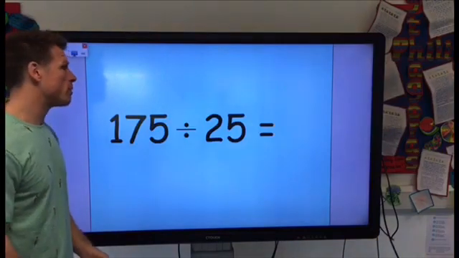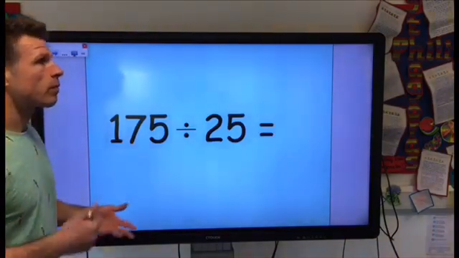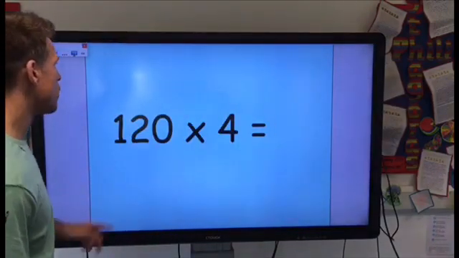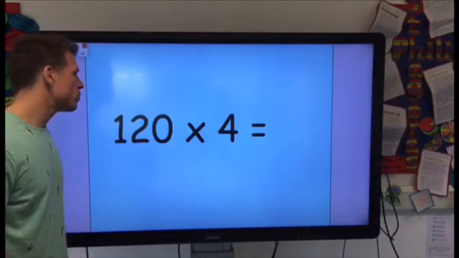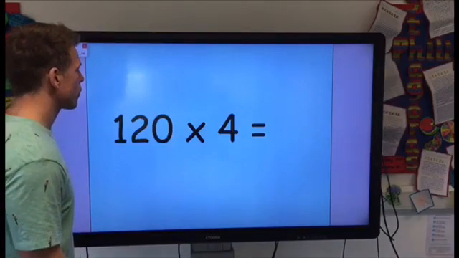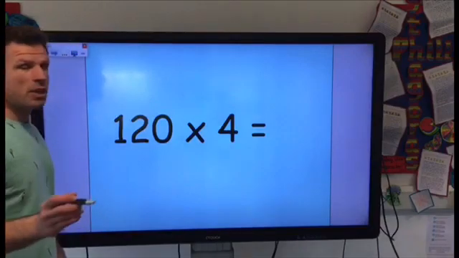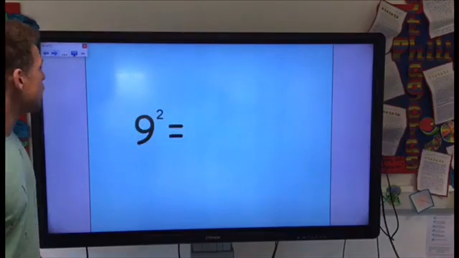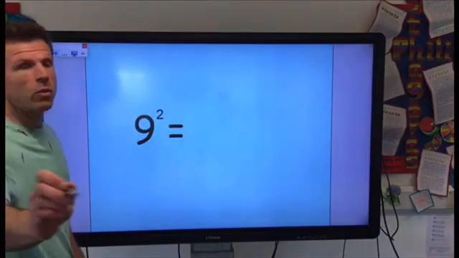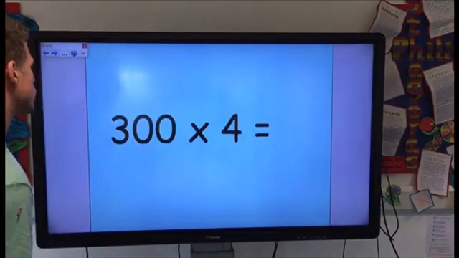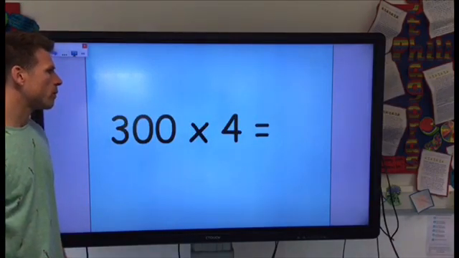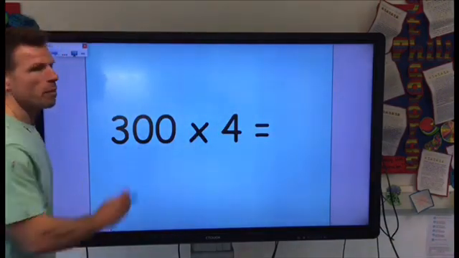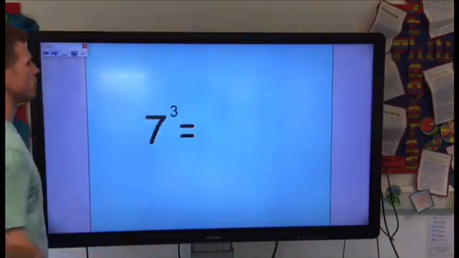175 divided by 25. So, I make that to be 7. 120 times 4. 480. Same tip as yesterday. We know 12 times 4 is 48, and you've got a 0, you pop it on the end. 9 squared. 9 times 9 is 81. 300 times 4. 1,200. So 3 times 4 is 12, and you put your 2 zeros on the end, 1,200.